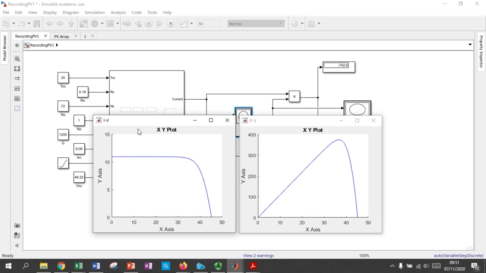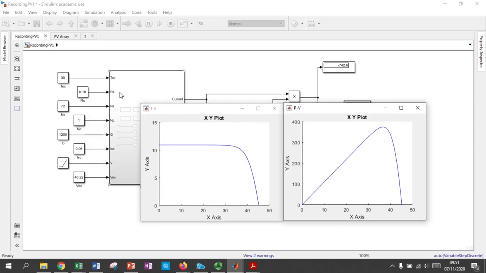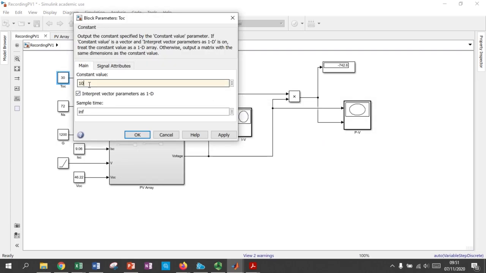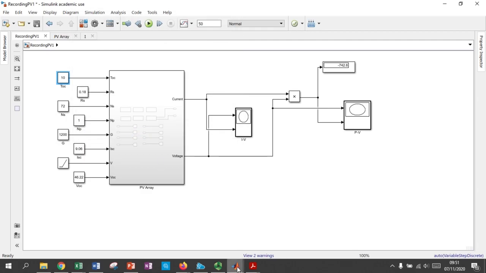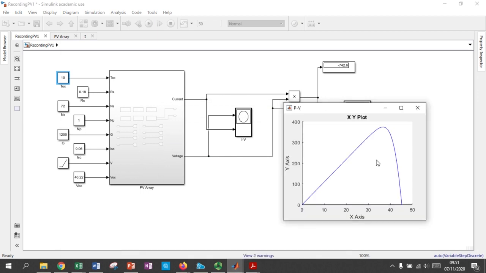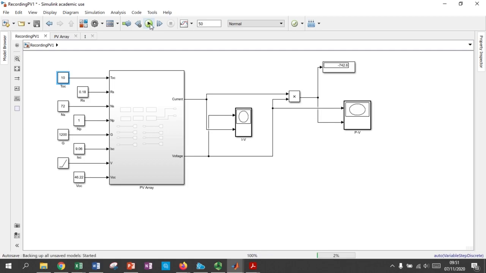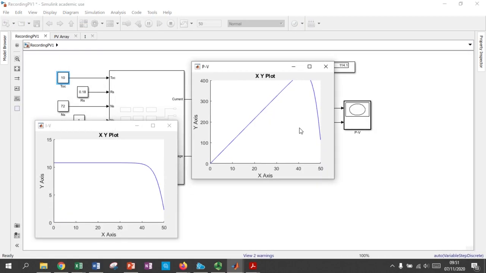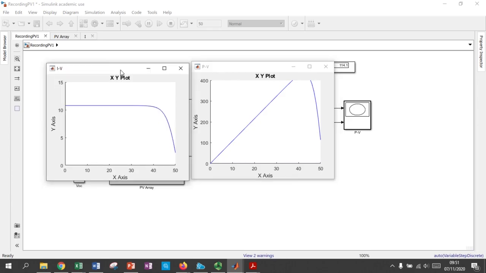Now, if we play with each of these parameters, for example, if I change the temperature to, for example, 10 degree, let's see what will happen. Then 10 degree, this is about 11 current, and it is about 350. If I convert it, you can find, okay, the current, but it seems that VOC will increase. It's great.